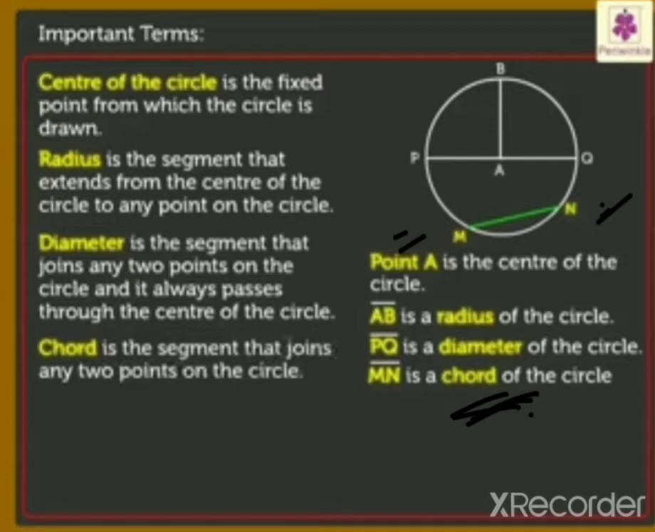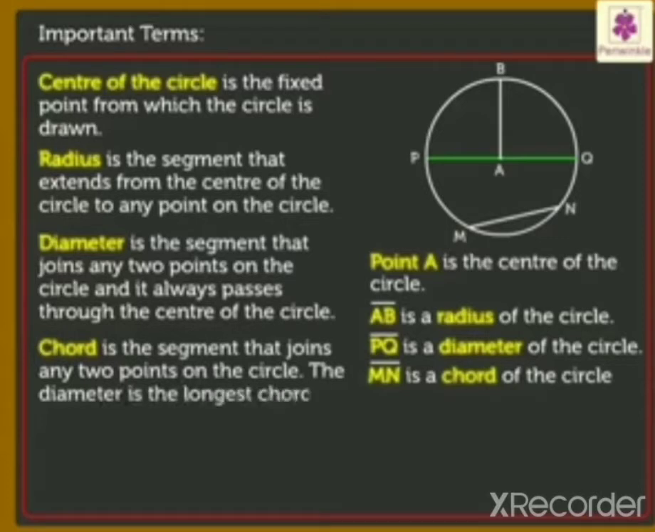So chord is the segment that joins any 2 points on the circle, and the diameter is the longest chord. Okay, diameter is also chord of a circle, but it is always the longest chord because it is also joining 2 points on the circle, and chord is also a line segment that joins any 2 points on the circle. So diameter is also chord of a circle, and it is the longest chord. Clear?